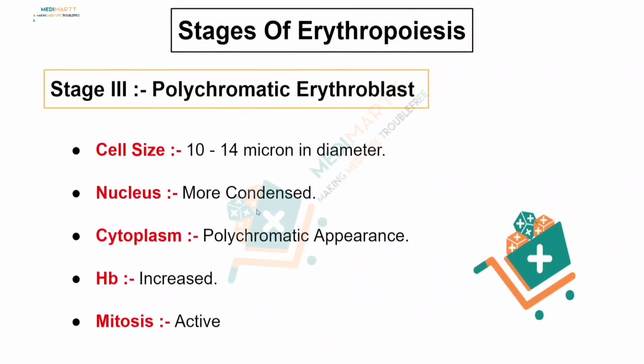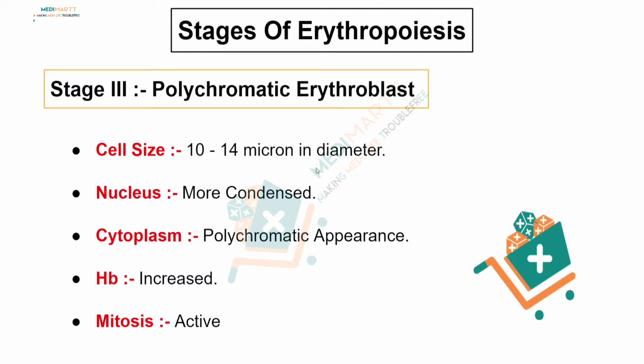Now moving on to the third stage, that is the polychromatic erythroblast. Now what is polychromatic erythroblast? Basically polychromatic, poly means many and chromatic means colors. So many colors, that's why it is called the polychromatic erythroblast.